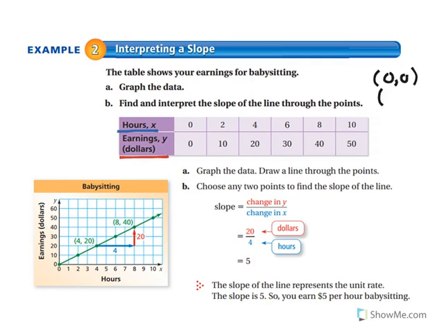We have 2, 10. We have 4, 20. I'm not going to write all these out, but you get the point that in the table, we're really looking at ordered pairs. And we're going to go ahead and plot these ordered pairs on our line. Now, when you make one of these lines, you can either graph the lines on a coordinate graph that would look like this.